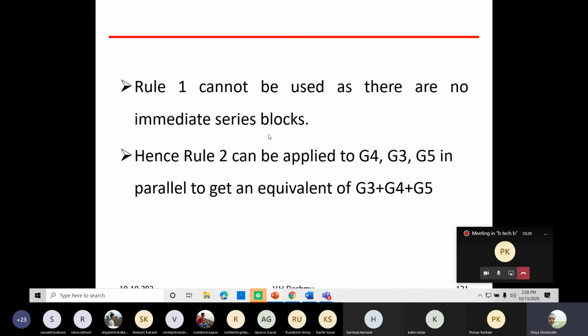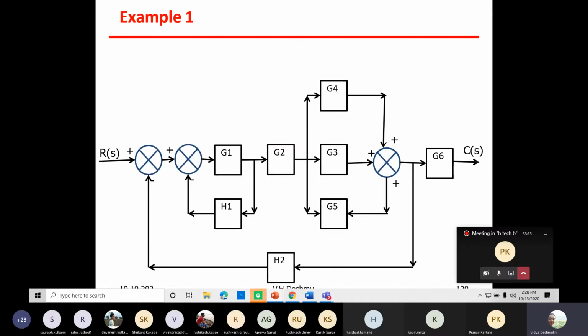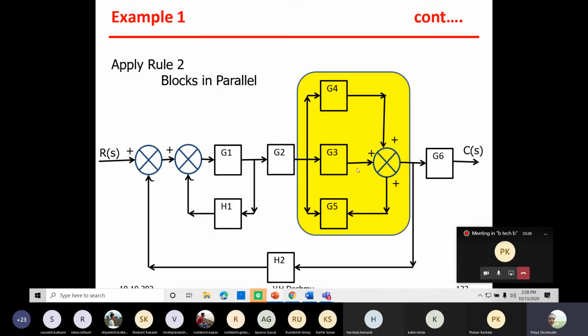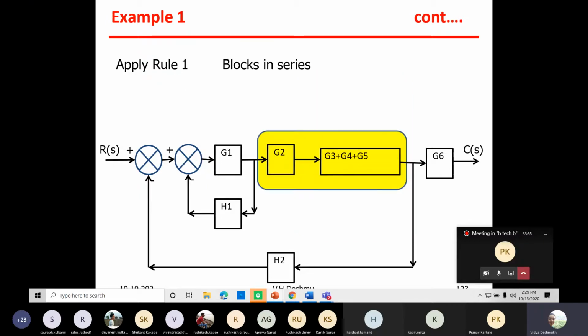So we have to find an equivalent block for this block diagram, an equivalent single block using block diagram reduction rules. These three blocks are eliminated by using a single block, using rule number 2. If a finite number of blocks are connected in parallel, we can add their gains. So we find the equivalent block G3 plus G4 plus G5.